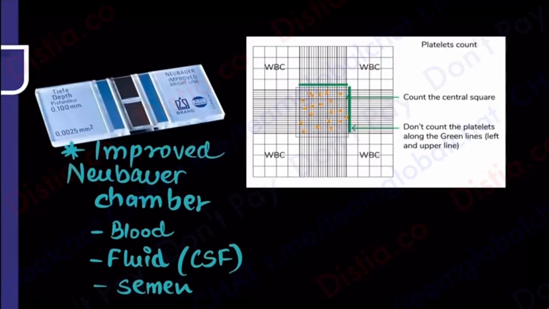Please note that in this Neubauer's chamber, this grid that you have over here, this one grid here and this one grid here, is the counting area that you can see. Where are you going to count the WBCs and the RBCs? The WBCs are going to be counted in the 4 big squares. This is what has been reserved for the WBCs. White blood cells are at the peripheries. Where do you study the red blood cells?